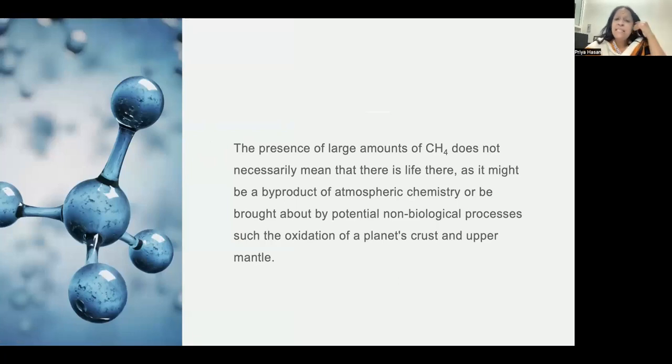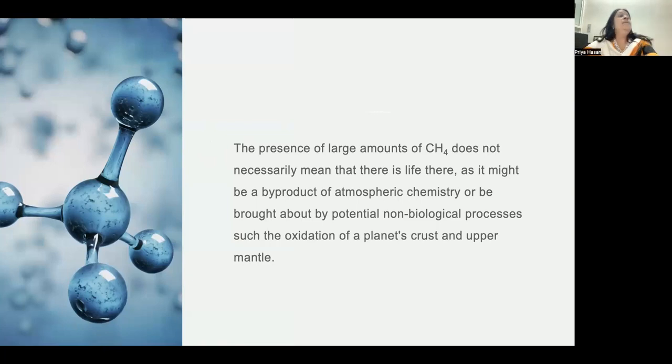We've been using that as indicators of life, but the problem is that that doesn't necessarily mean that there's life there, as it may be even a byproduct of atmospheric chemistry or brought about by potential non-biological processes, such as the oxidation of the planet's crust and upper mantle.